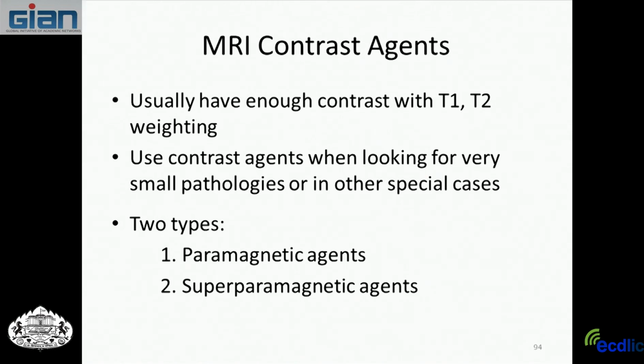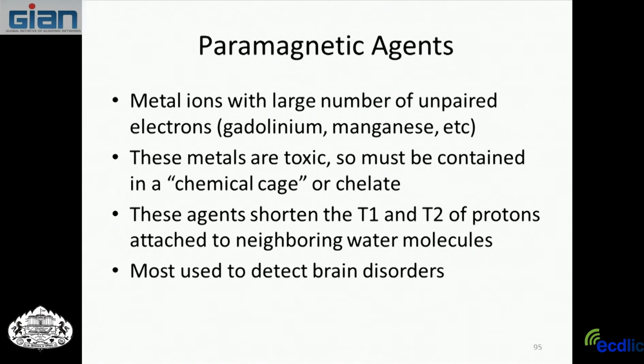There are two types of contrast agents, paramagnetic and superparamagnetic. Metal ions with a large number of unpaired electrons can be used as a paramagnetic agent. Again, paramagnetic things are things that develop a magnetic property when you place them inside a magnetic field. So they're not magnetic until you place them into the field. Gadolinium is what is typically used.